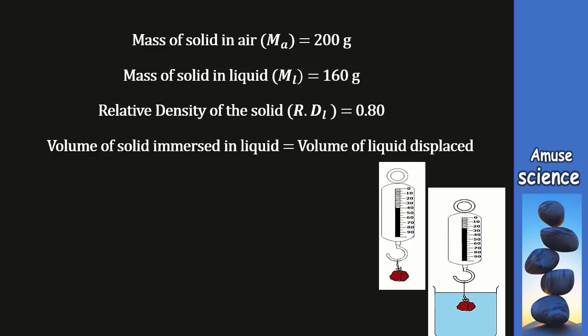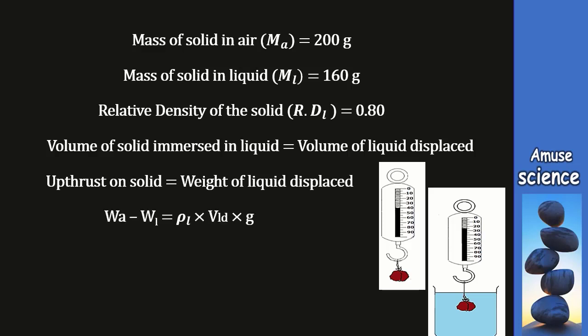And we know that upthrust on the solid is given by weight in air minus weight in the liquid. And the weight of the liquid displaced is also given by the density of the liquid times the volume of the liquid displaced times gravity. So we want to make volume of the liquid displaced the subject. We are going to get mass of the solid in air minus mass of the solid in the liquid divided by the density of the liquid.